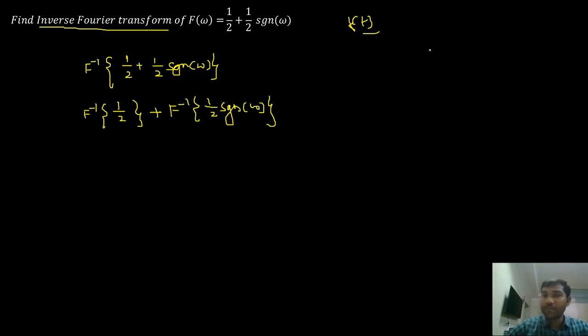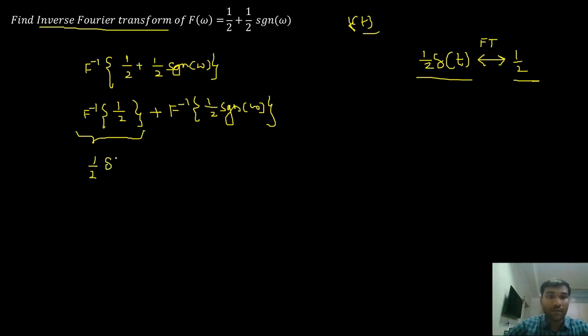Now we know the Fourier transform of del of t is 1, right? Now if I multiply by 1 by 2 on both sides, it's going to be like this. What does this mean? Fourier transform of 1 by 2 del of t is 1 by 2. That means the inverse Fourier of 1 by 2 is 1 by 2 del of t, right?